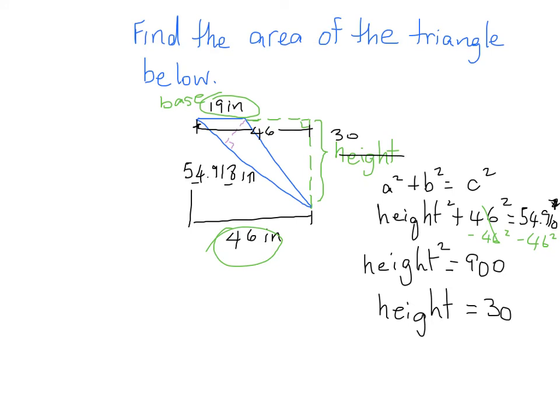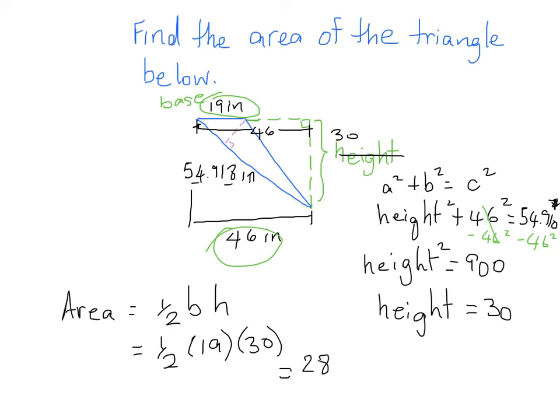Now that we have our height, we can substitute into the formula. Area equals a half base times height. So a half, and our base, we may recall, is 19 inches. So a half times 19 times the height that we just found, which is 30 inches, will give us the area of our triangle. So our area is 285 inches squared. And that's it.